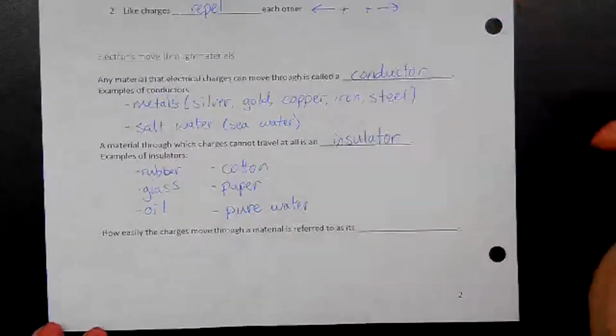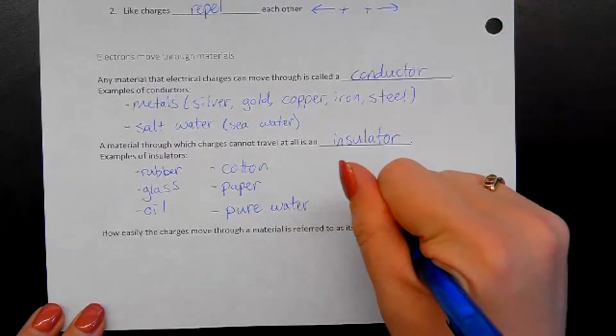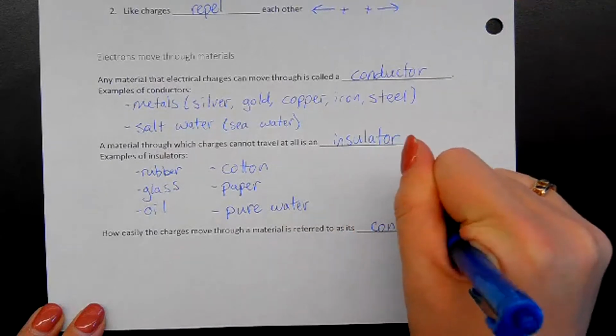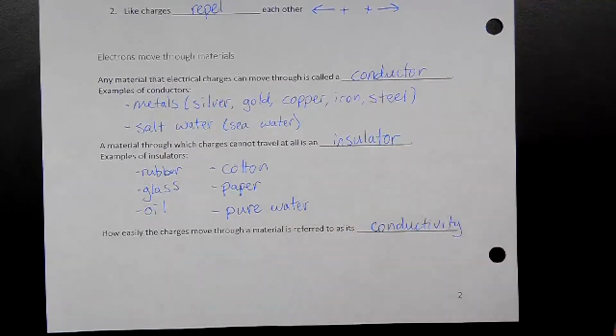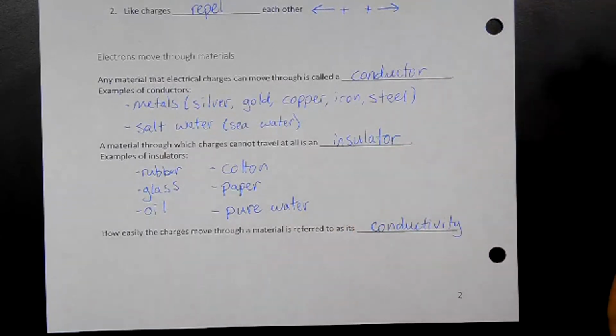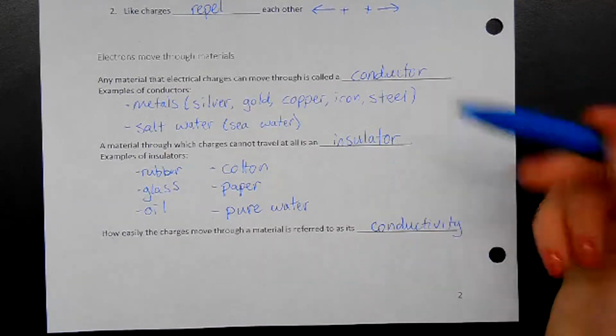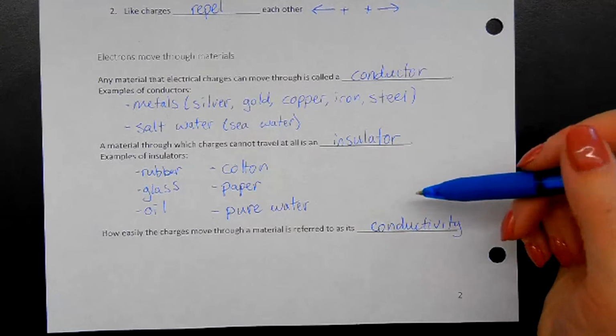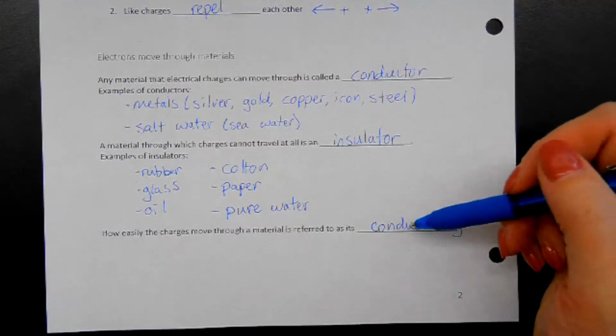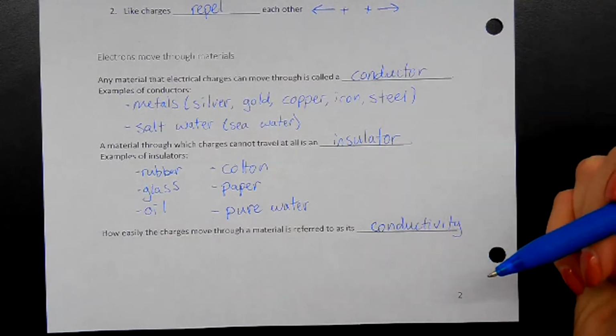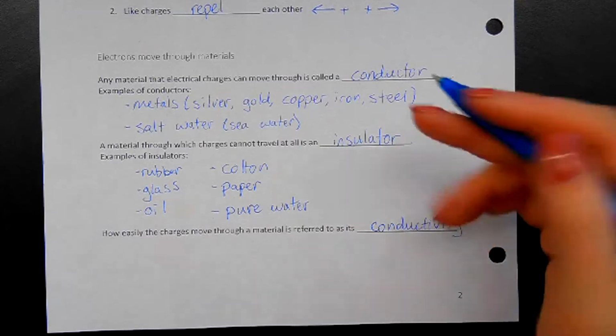And how easily charges move through a material is called its conductivity. Okay, so if electrons move easily through a material, it has high conductivity and it's a conductor. But if it's hard for electrons to move through a material, it has low conductivity and it's an insulator. I hope that makes sense.